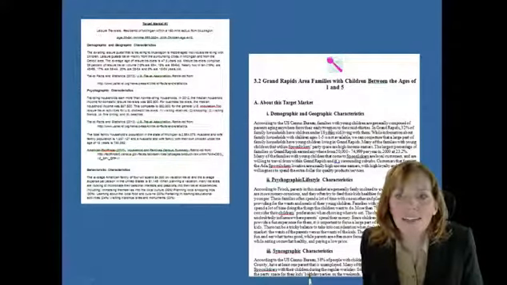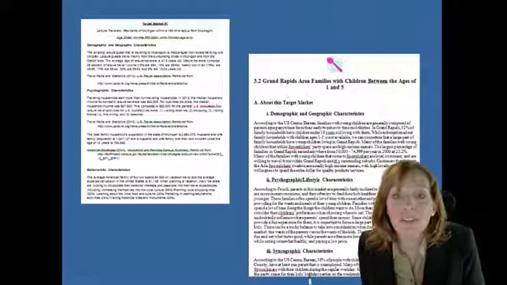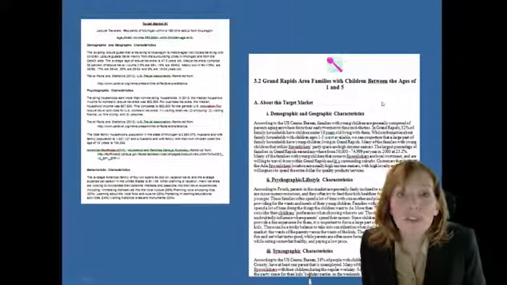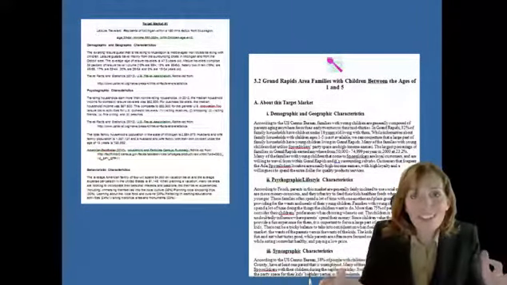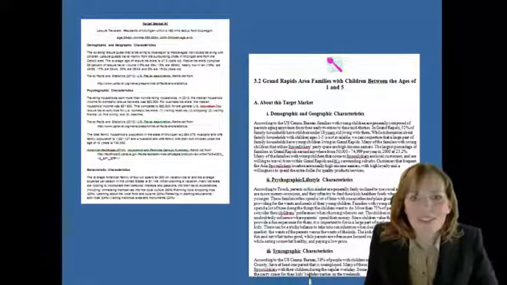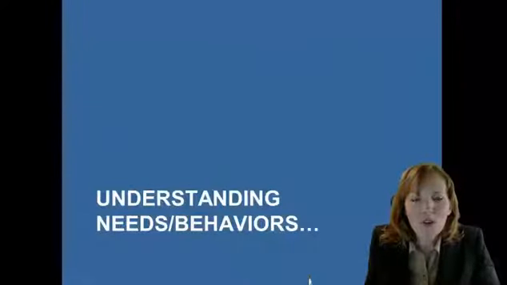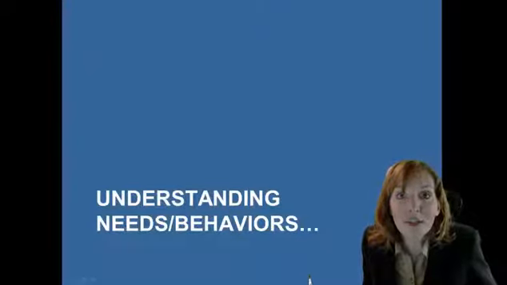And again, here is one for a yogurt company. They were looking at Grand Rapids families with children between 1 and 5. Very specifically targeting very young children in these families to make a difference. So take a look at these as we move forward, and then we're going to start to move towards understanding their needs and behaviors better.